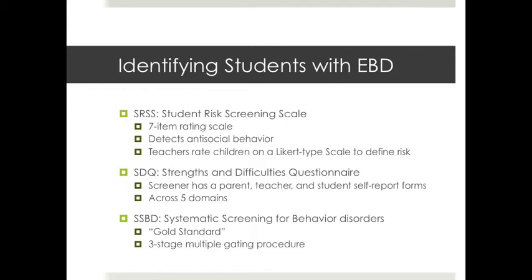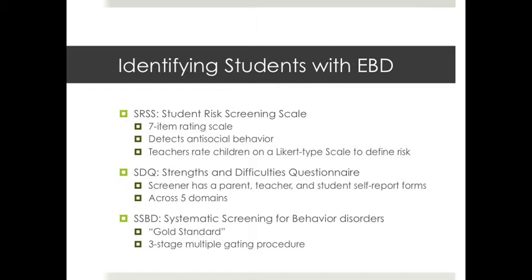There are three main methods in identifying students with emotional and behavioral disorders. The first, the Student Risk Screening Scale, is a 7-item rating scale. It includes steals, lies, cheats, sneaks, negative attitude, low academic achievement, peer problems, behavior problems, and aggressive behavior.